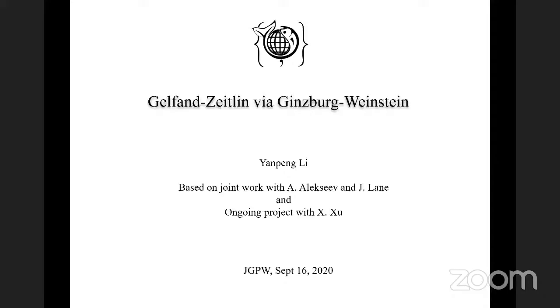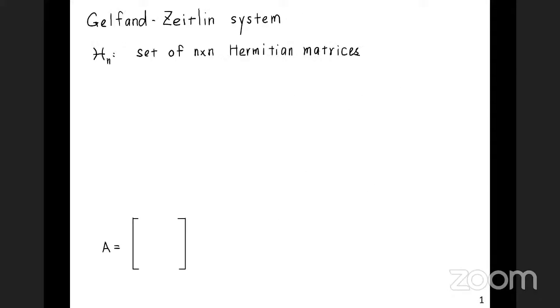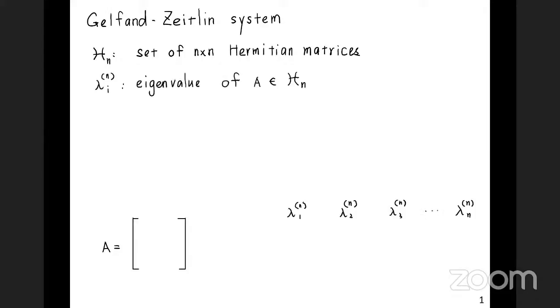So let's begin. Let's see what the Gelfand-Zeitlin system is. Suppose we have the set of n by n Hermitian matrices, which we denote by Hn. Since it's Hermitian, we can take its eigenvalues. Hermitian means the eigenvalues must be real. Since they're real, we can order them, such that lambda 1n is the biggest and lambda nn is the smallest.